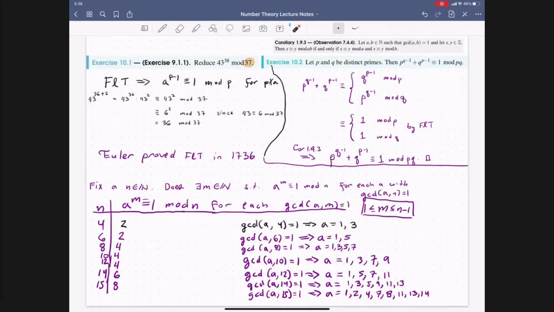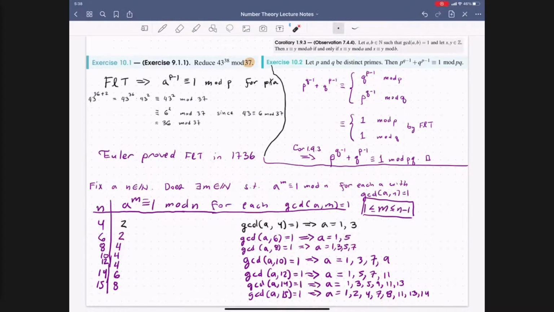But now, note the following. If we go ahead and look at 6, and we raise everything to the second power, 1 squared is 1, 5 squared is 25, which is congruent to 1 modulo 6. So we have that 2 is our desired m. If you go over to 8, then you have 3 to the 4th power is going to be 81. But you're reducing modulo 8, so you get that that's congruent to 1 mod 8. And you can go ahead and check that 5 to the 4, 7 to the 4, those are also going to be congruent to 1, so that's going to be a candidate.